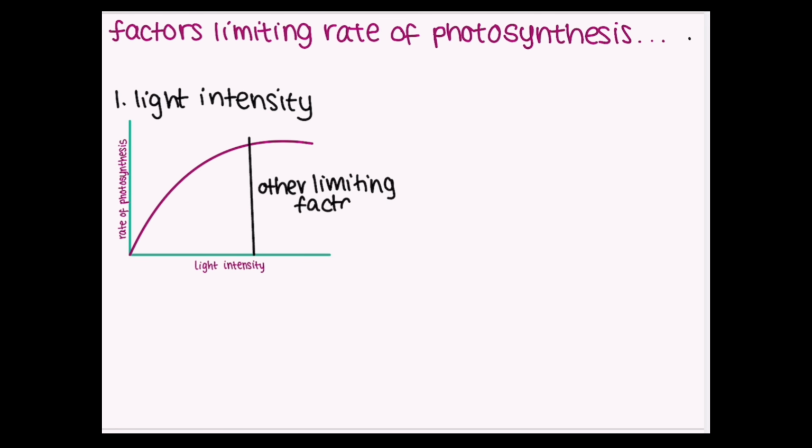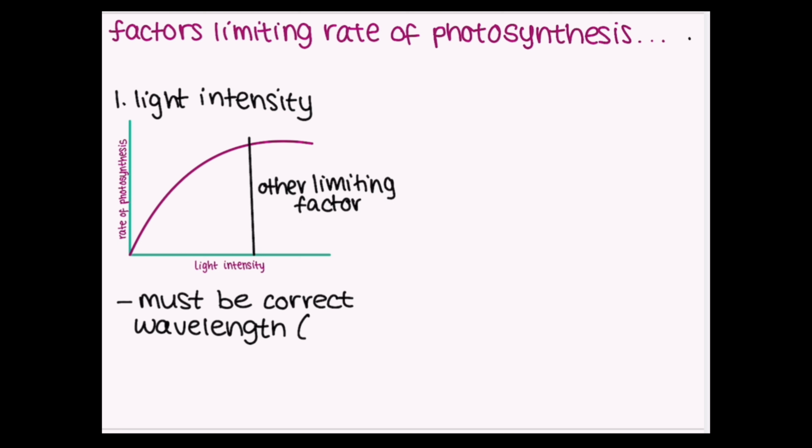At this point, we would say that there is something else limiting the rate of photosynthesis. It is no longer light intensity or the amount of light available that is slowing down the maximum rate of photosynthesis. It's worth remembering that any light absorbed by the plant must be the correct wavelength. So they can only absorb wavelengths of light that are in the red and blue spectrums of the visible light wavelength spectrum. They cannot absorb green light because it is reflected by the chloroplasts.